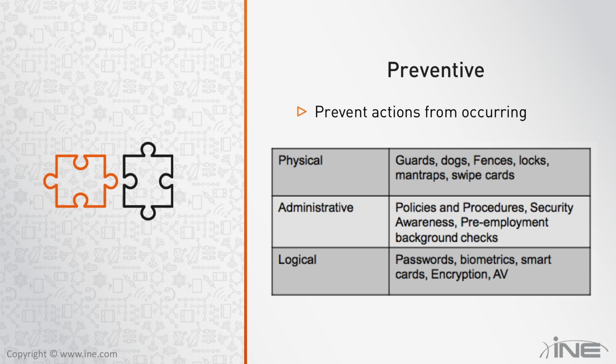Preventive access control. Prevent means prevent something from occurring. That's the goal of this category: to prevent somebody or anything from doing any action. I just want to give you three different examples. Physical can be a guard, a dog, a fence, a lock, a man trap, or a swipe card. Administrative can be policies and procedures, security awareness, pre-employment background checks. And logical can be passwords, biometrics, smart cards, encryption, and antiviruses. This is going to prevent any unauthorized agent from doing any action on your system. That's the goal of preventive access control.